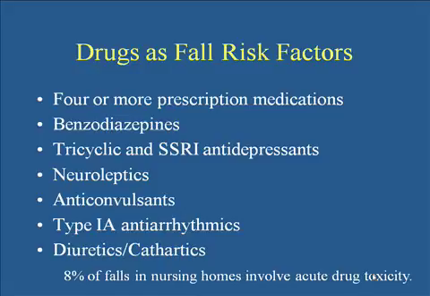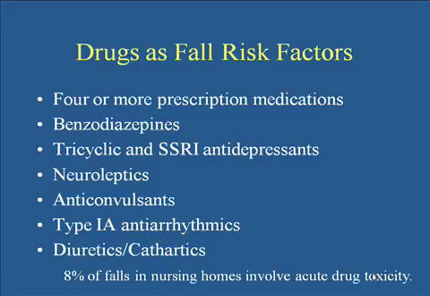So be vigilant for problems related to anticonvulsant use in your patients who fall. Type 1A antiarrhythmics have been shown to be, in some studies, a risk factor for falling down. Diuretics and cathartics, by virtue of their effect of driving the need to ambulate at night to the bathroom, have in some studies been shown to be precipitants or significant risk factors for falling down.